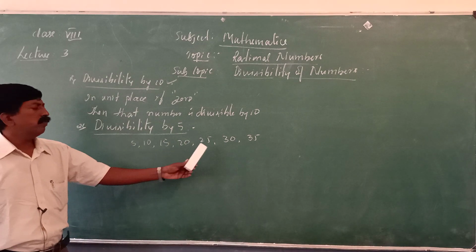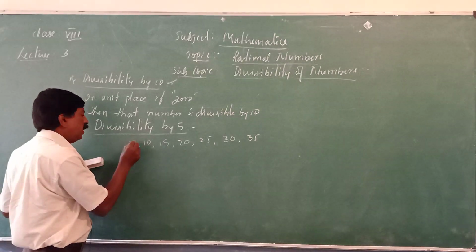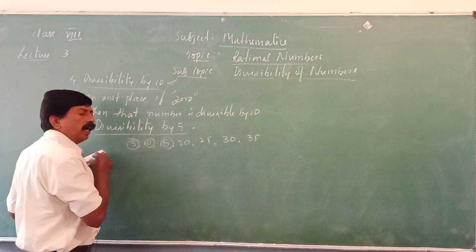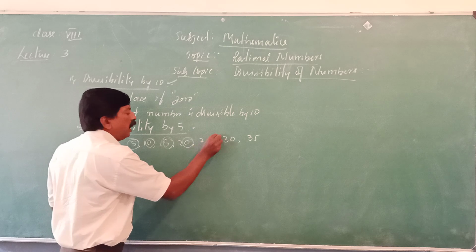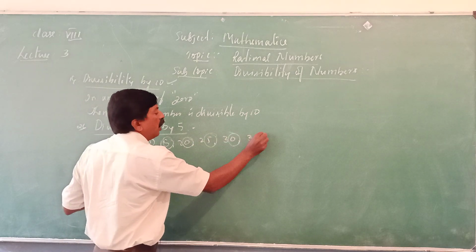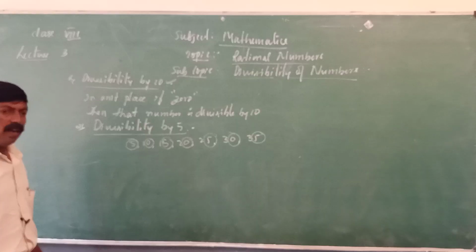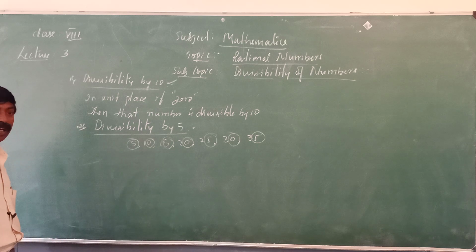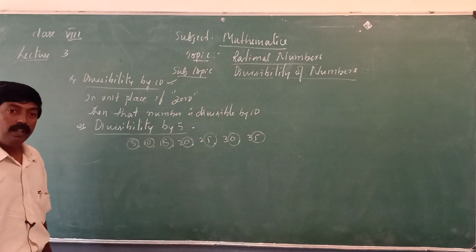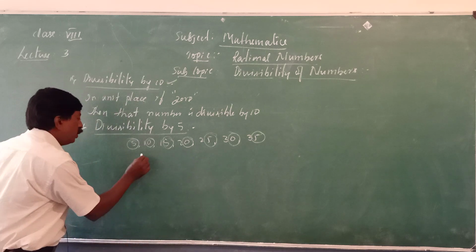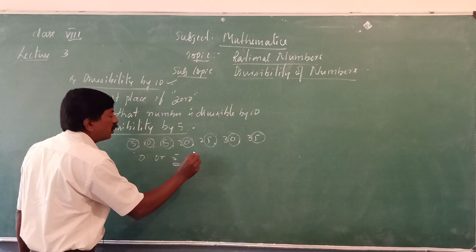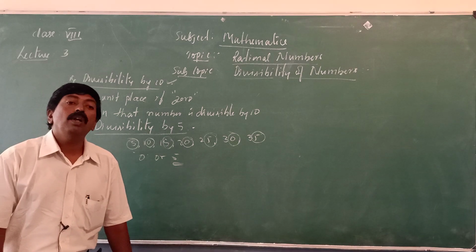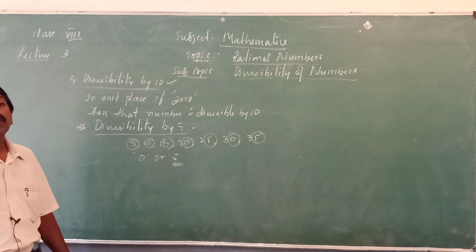Now observe these numbers. Observe the unit place. Yes, it is 5. In the unit place 0. In the unit place 5. In the unit place 0. Again in the unit place 5, 0 and 5. So it means the number will end with 0 or 5. The unit place of the number will be 0 or 5. That number is divisible by 5. Any other number will not be divisible by 5.